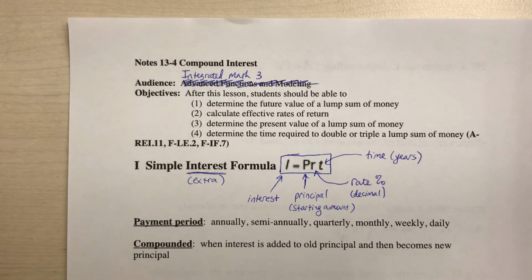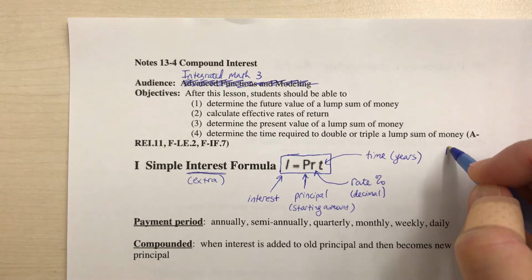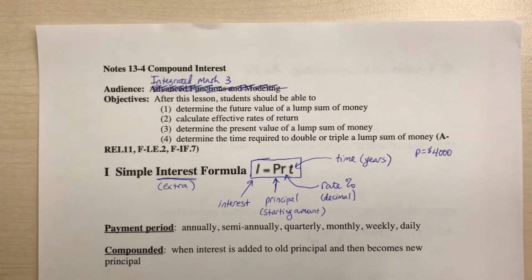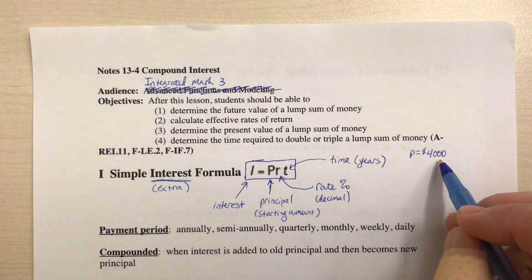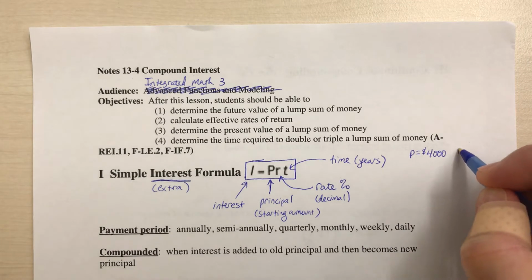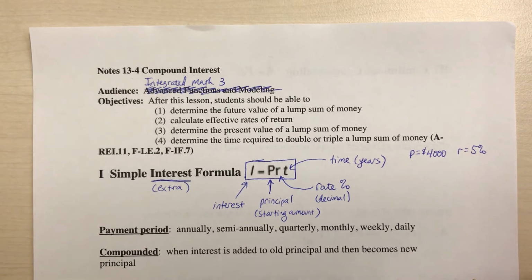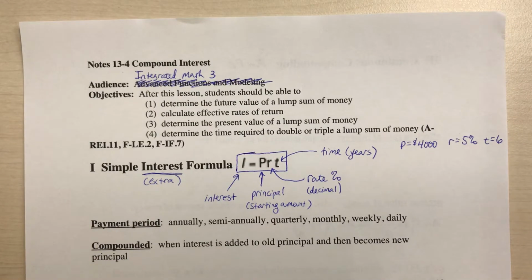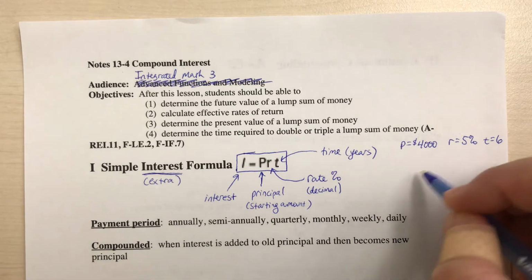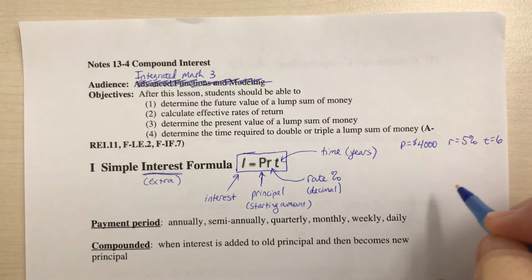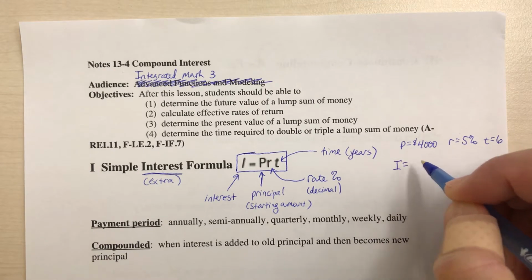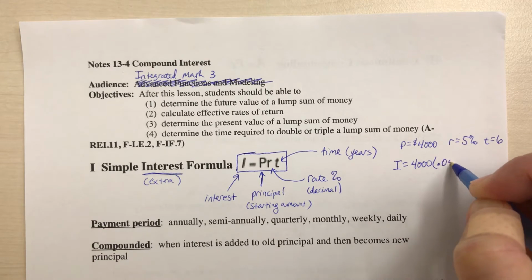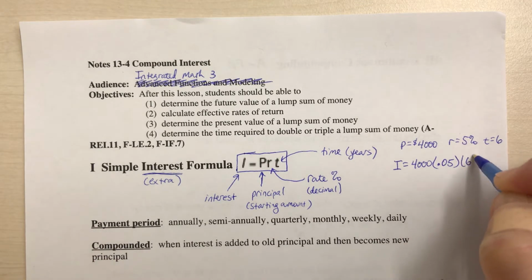Okay, so for example, let's say that our principal, let's say we invest. I like to talk more about investing because you're actually making money instead of owing money. Let's say we invest $4,000. Let's say that the rate is 5%. And let's say we do this for 6 years. The question is, how much money will we have at the end of this period? Well, what would be the interest that we would earn? Well, interest is the principal times the rate. Now 5% is 0.05, and then the time is 6.